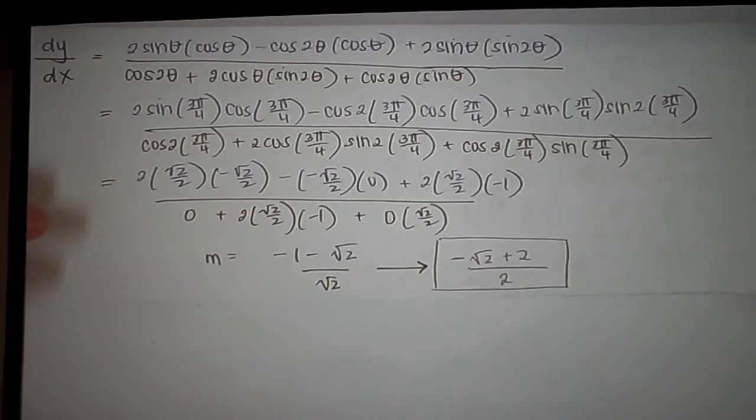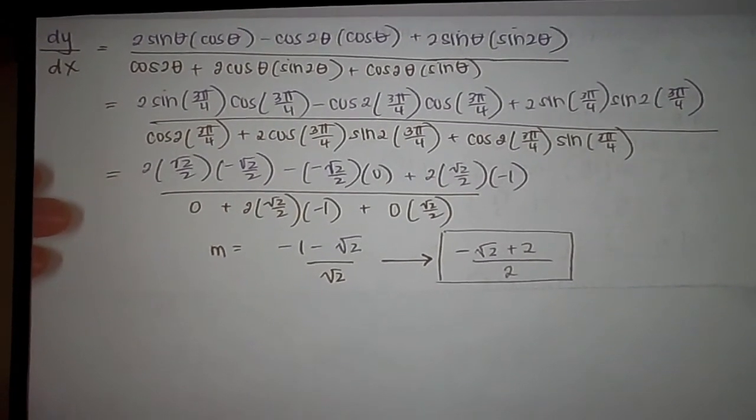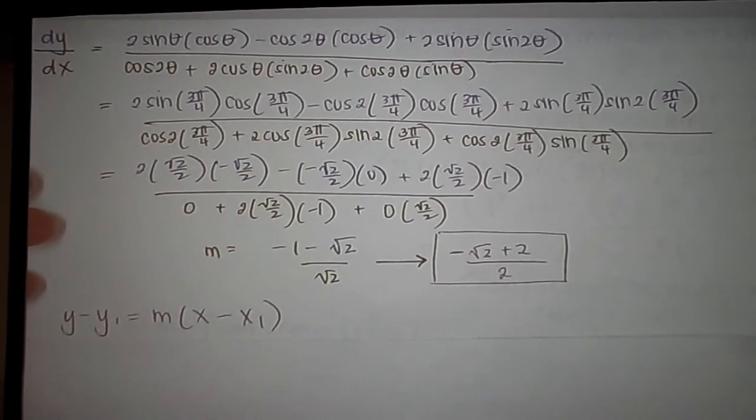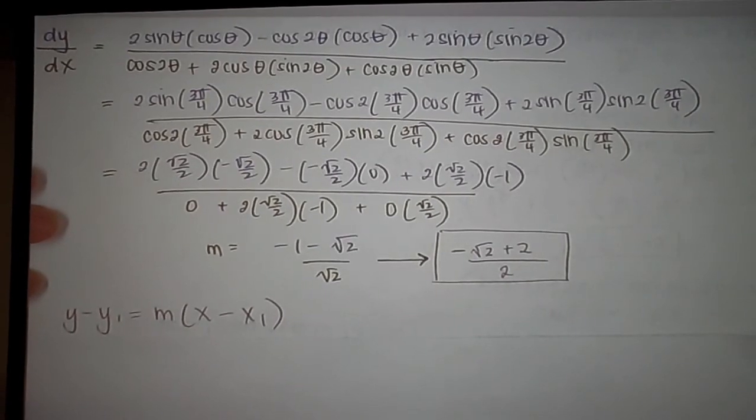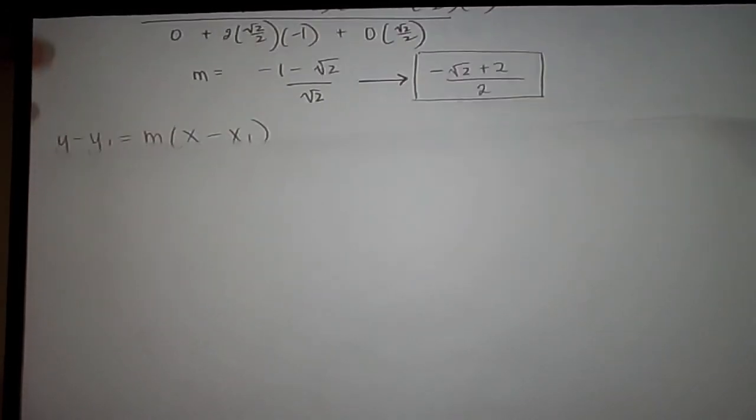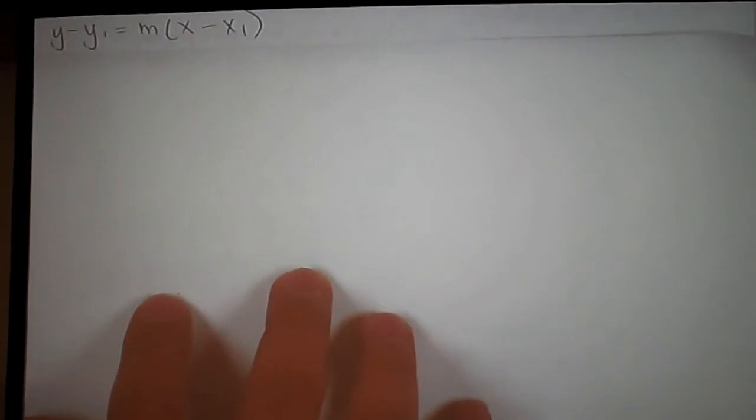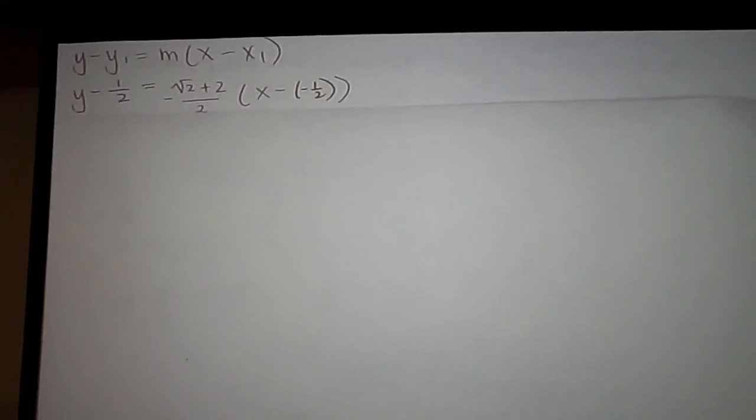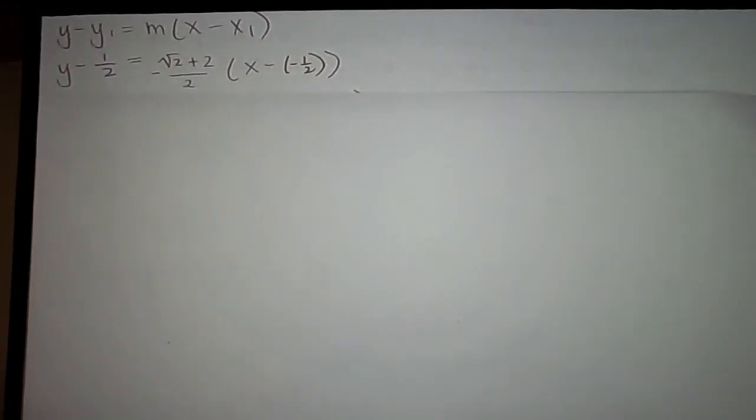And that's our slope. And for the equation of the tangent line, y minus y1 equals m times x minus x1. We plug in the values. Your x would be a negative 1/2, and this was your slope, and your y would be 1/2. We distribute the m.